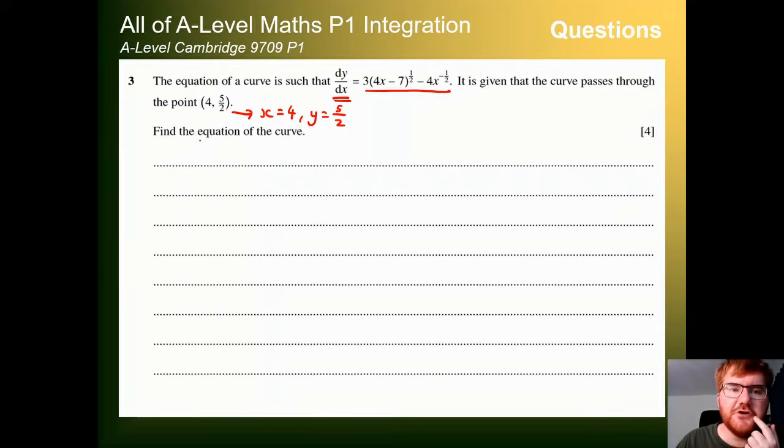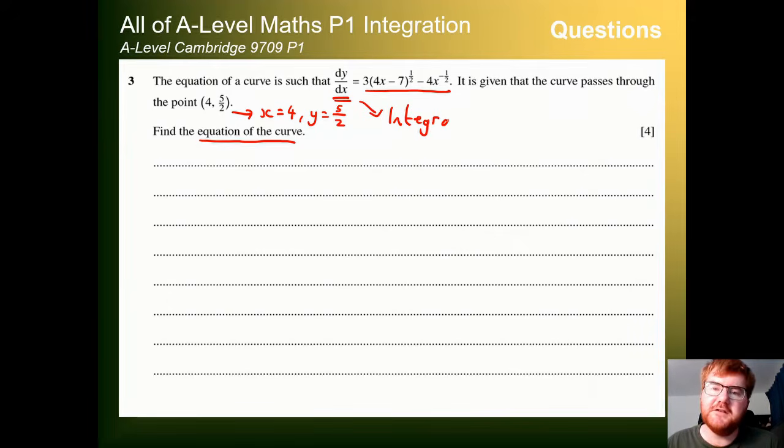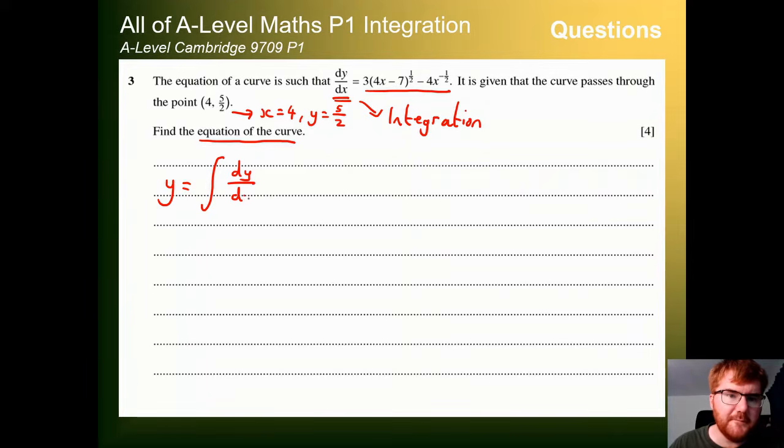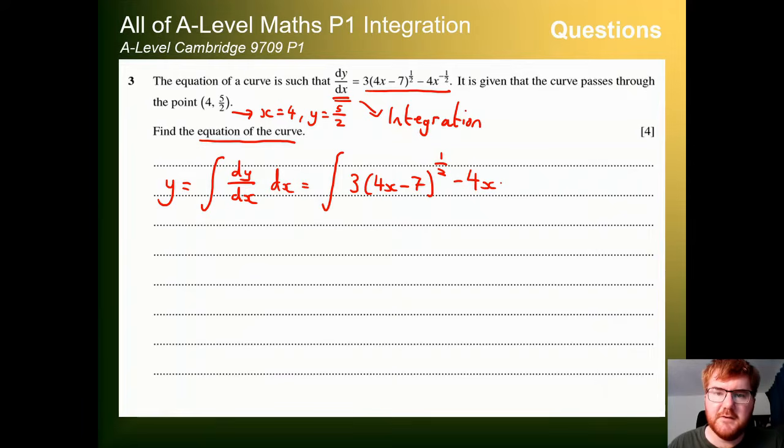And we need to find the equation of the curve given the derivative. So when we have that situation, again, that should be a trigger to do integration here. So in order to find y, in this case, we need to find the integral of the derivative with respect to x, which in reality just means the integral of this here. And notice we're going to use a technique that we did in the very last question to integrate this thing here in the brackets.